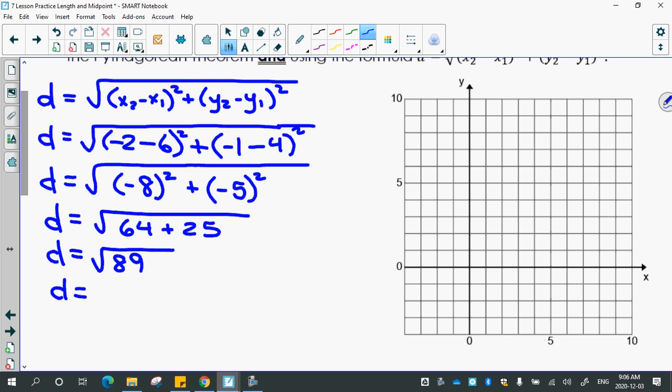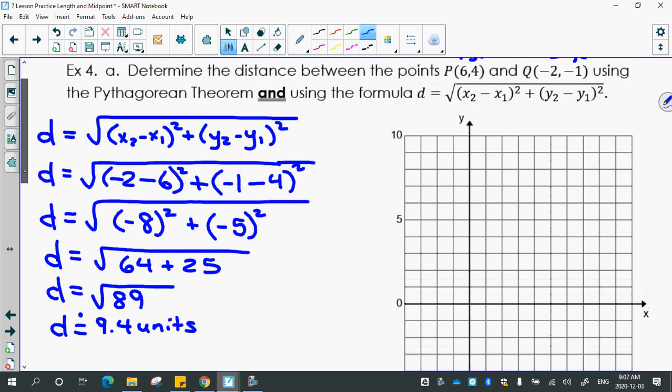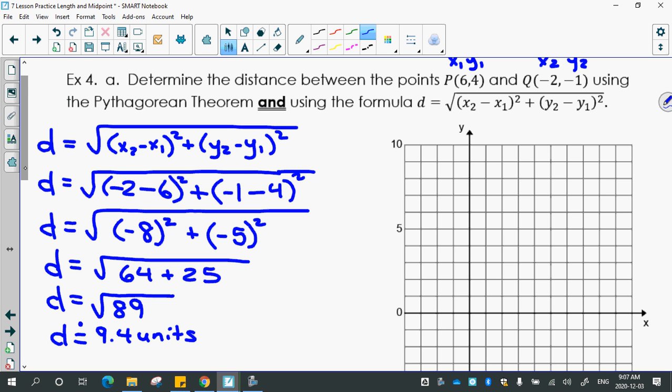And then if you do the square root of 89, you get approximately 9.4 units. So if we did this right, when we do it using the Pythagorean theorem, we should get the same answer, 9.4 units. Okay? So to do it using the Pythagorean theorem, we have to sketch it.